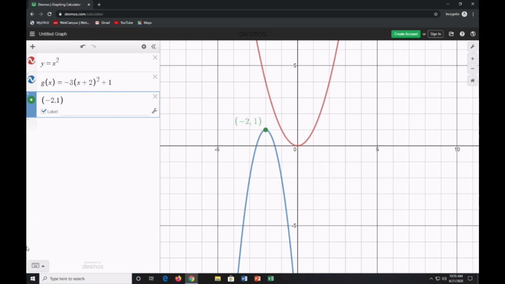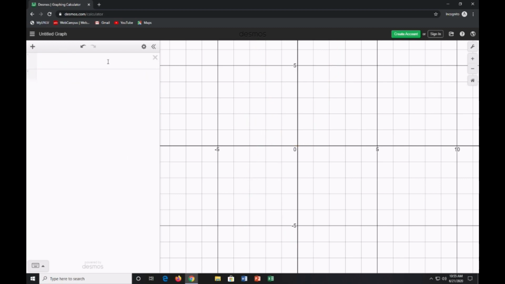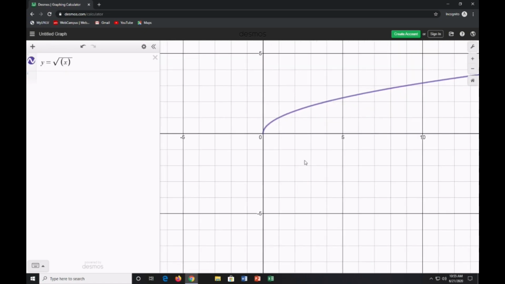Okay, I hope this is making sense in light of the discussion we had when I was using the paper. Okay, so let's next look at, on paper we looked at the square root function. So once again, let's plot that. The square root function graph looks like this. So that's the fundamental graph.